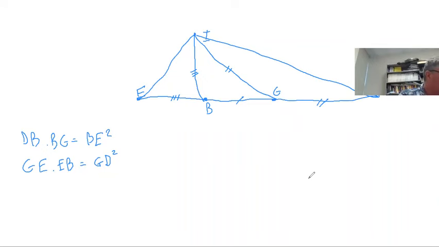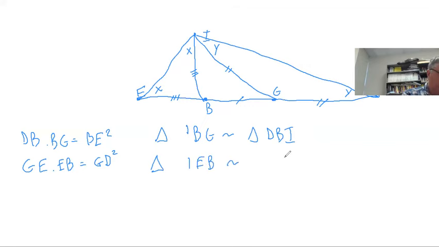Okay, so we've got a whole bunch of isosceles triangles. So let these angles be X and these angles be Y, right? And so what happens next is that because of the relation DB times BG equals BE squared and GE times EB equals GD squared, we can prove that the triangle IBG is similar to the triangle DBI, and the triangle IEB is similar to the triangle GEI.